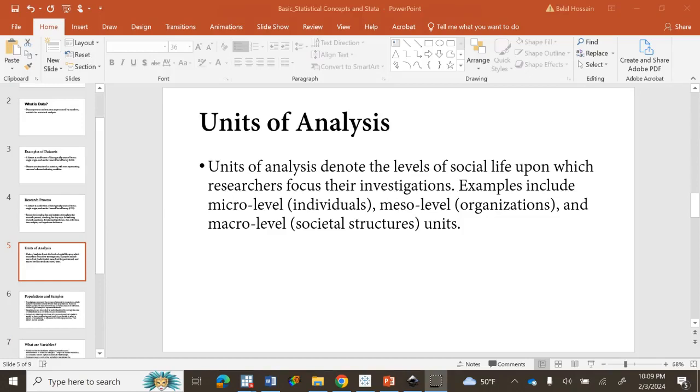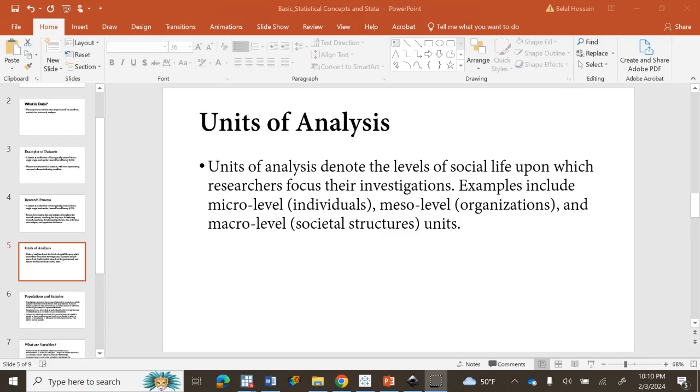In this tutorial, I'm going to talk about unit of analysis. So what is a unit of analysis? The units of analysis denote the levels of social life upon which researchers focus their investigations. The examples include micro level, like individuals, meso level, like organizations, and macro level, like societal structure units.